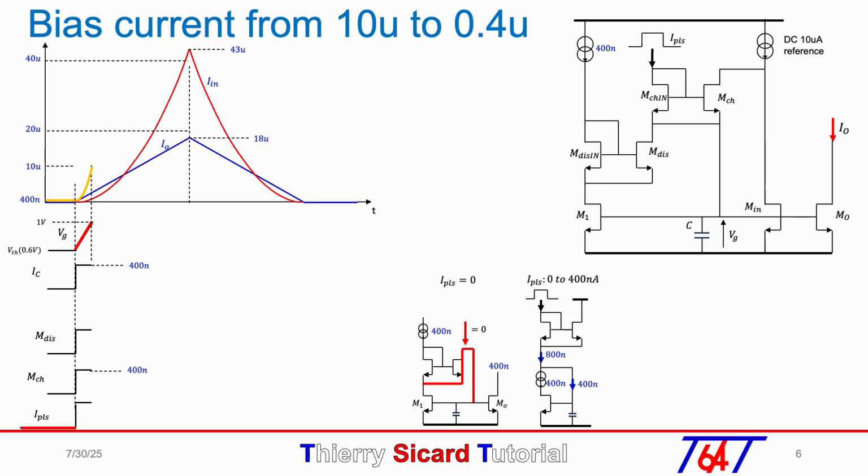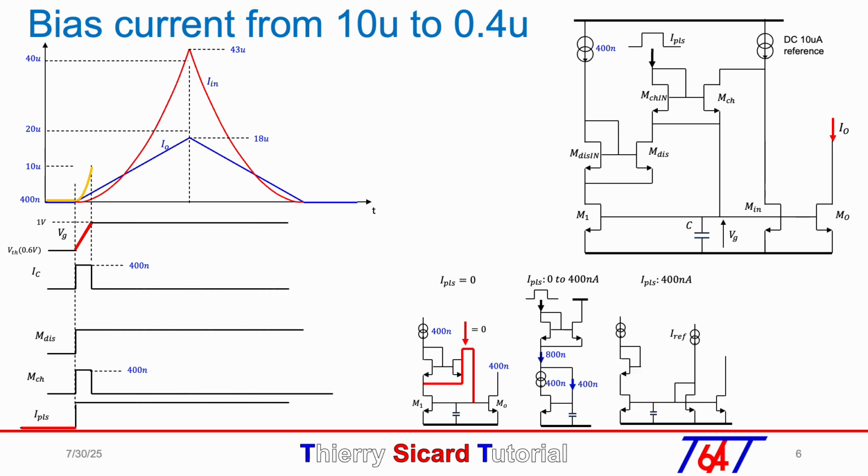The remaining 400 nanoamp charges the capacitor C connected to the gate of M in, M0 and M1, hence Vg. The gate of M in rises linearly, then the drain current is quadratic as shown in the orange current signal. Now I pulse equal 400 nanoamp.